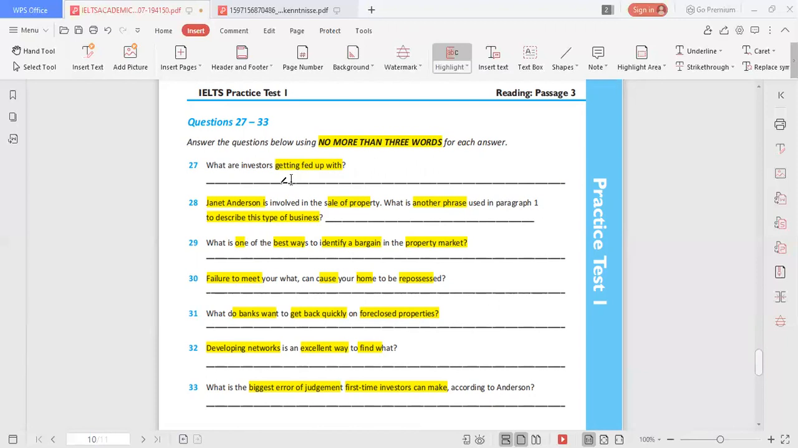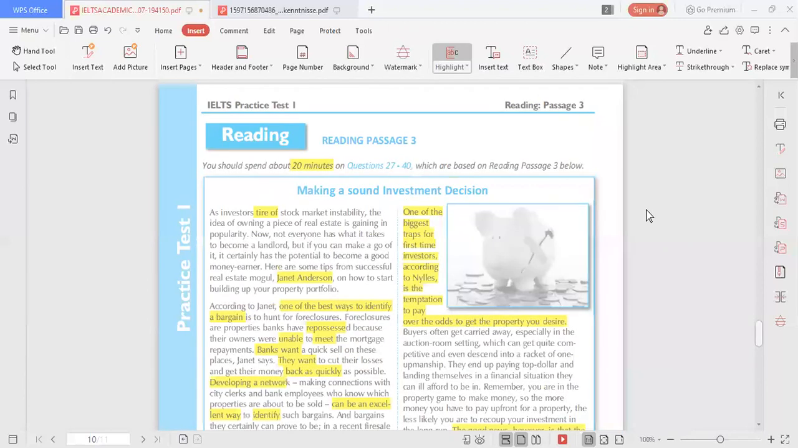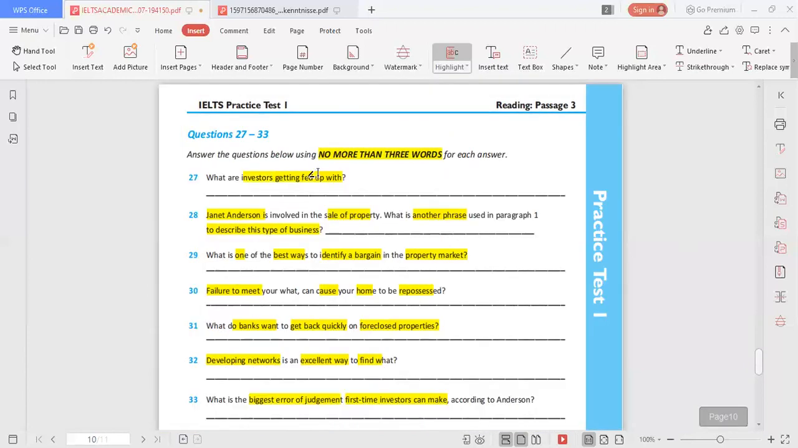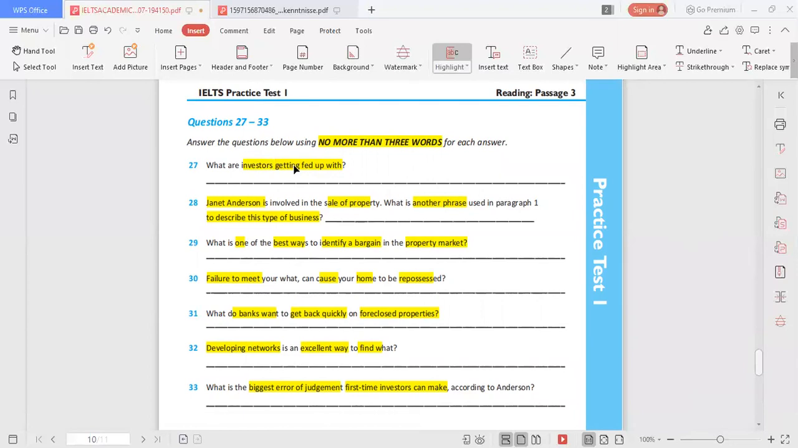In 27, what are investors getting fed up with? Okay, so for me, the keyword is getting, or you can also add investors, because it's not in the title. Investment is not investors, although they're related. So you can just go ahead and highlight that as well. So get fed up with.